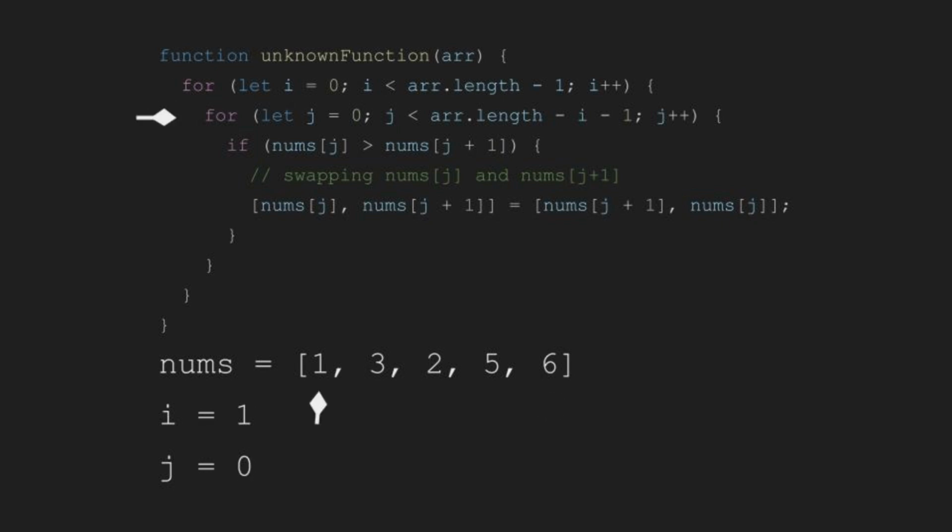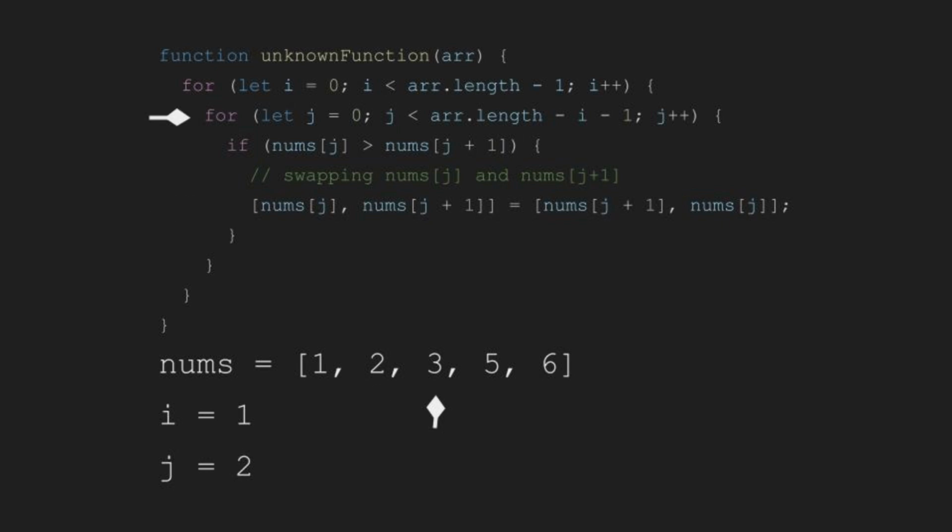We repeat the step, but this time j only loops from 0 to 2 instead of 3. We see nums[0], which is 1, is not greater than nums[1], which is 3. We do nothing and j becomes 1. We see nums[1], which is 3, is greater than nums[2], which is 2. So we swap them and the array becomes 1, 2, 3, 5, 6 and j becomes 2.